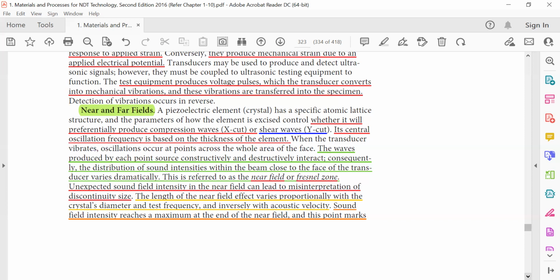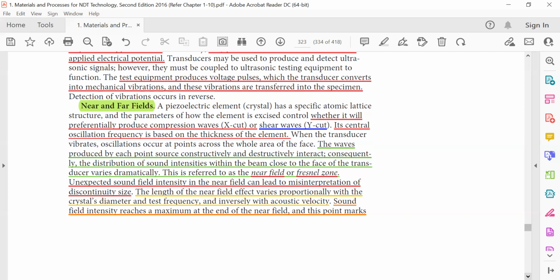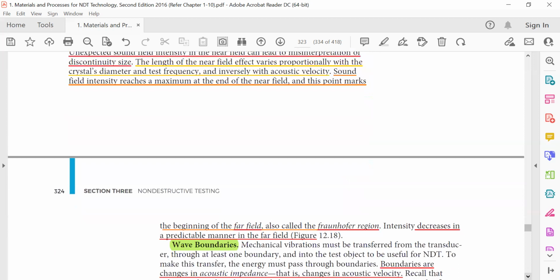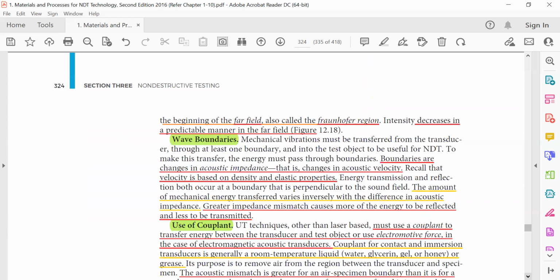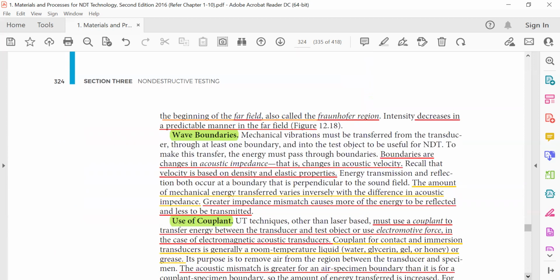Sound field intensity reaches a maximum at the end of the near field, and this point marks the beginning of the far field, also called the Fraunhofer region. Intensity decreases in a predictable manner in the far field. It decreases exponentially.